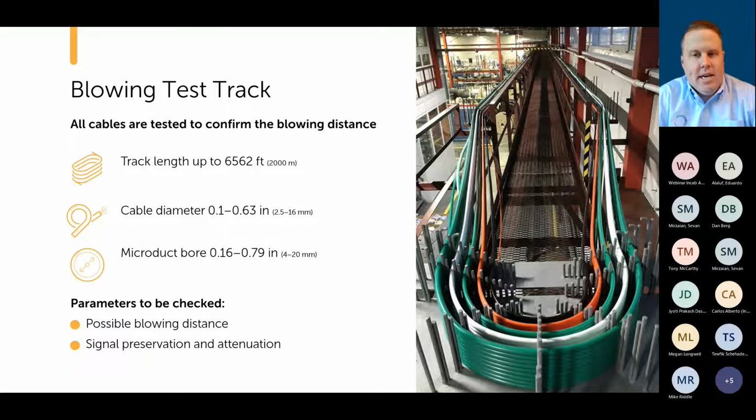diameter of the microduct, what does that look like in terms of blowing, right? What are the different jacketing materials? How does that affect it? You've got a couple great companies that do stuff like this, and it really gives us a lot of feedback on really what can be done with this type of cable.